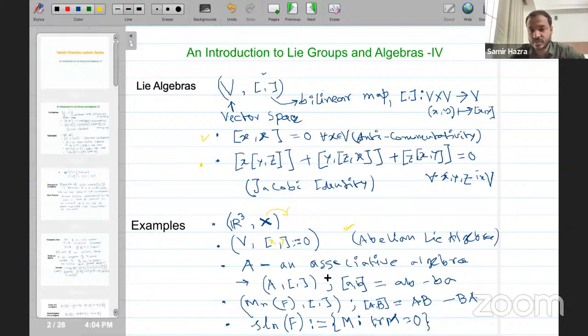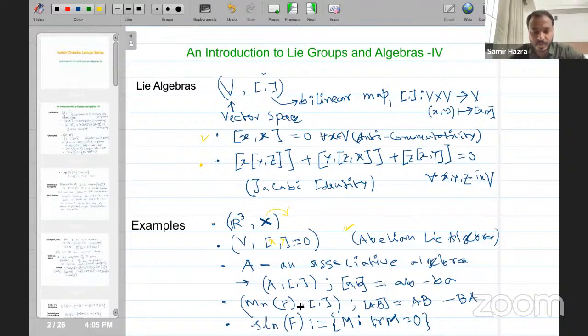This is true for any associative algebra, and therefore it is also true for the matrix algebra M_n(F), the square matrices of order n. The bracket can be defined by this commutator: the commutator of A and B is just AB minus BA. One has to check that this bracket actually satisfies the Jacobi identity. [A, A] equal to 0 is obvious from the definition.